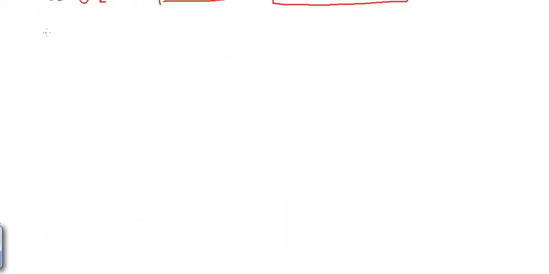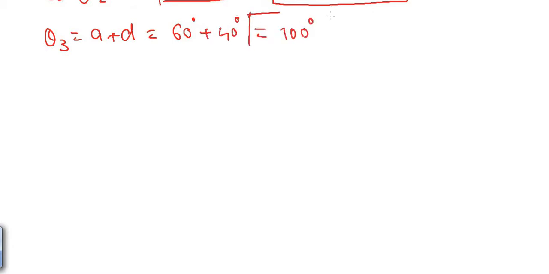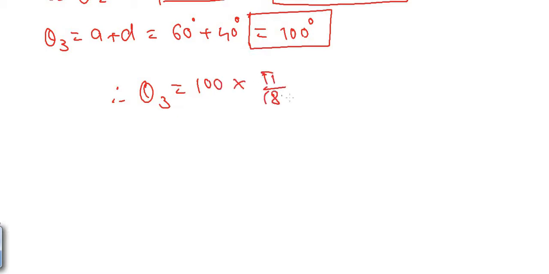And now let us find the last angle. Theta 3 is equal to a plus d, that is equal to 60 degree plus d, 40 degree, that is equal to 100 degree. So we got theta 3 in terms of degree, 100 degree. Let us find theta 3 in terms of radian now. 100 degree multiplied by pi by 180. 0 got cancelled. 2 5s are 10, 2 9s are 18, and therefore we got theta 3 is equal to 5 pi by 9 radian.